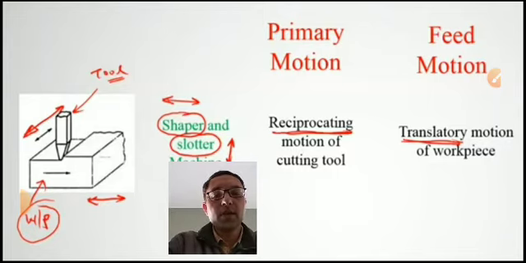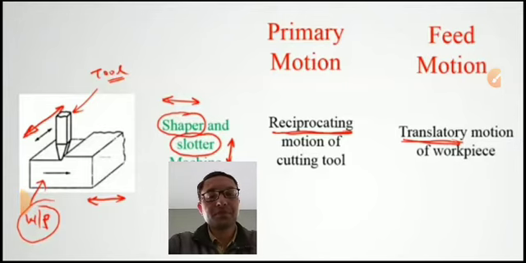If someone asks you in the exam where the feed motion is in the shaper and slotter machine, the feed motion is on the workpiece, and it is in the form of translatory motion.